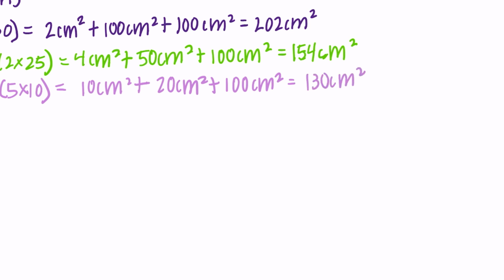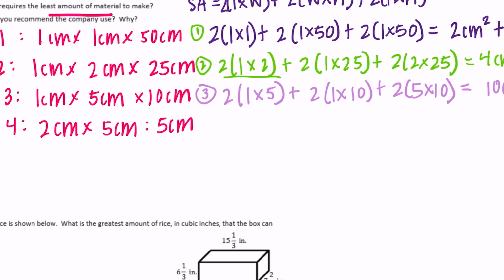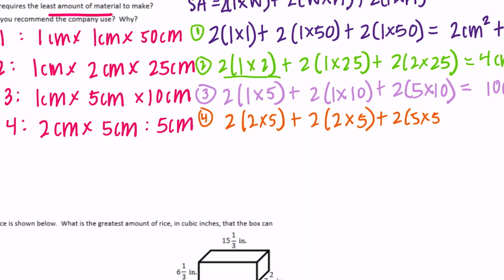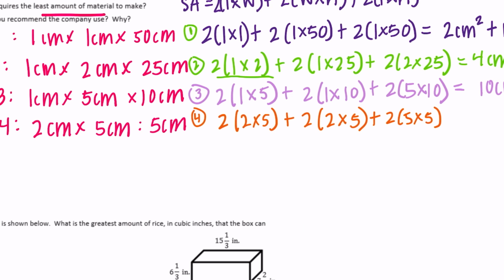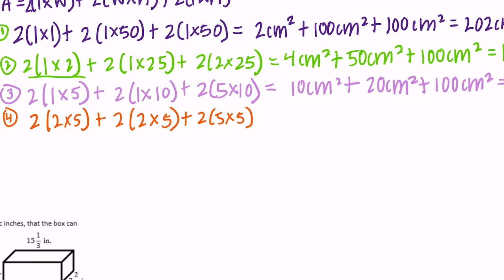And then the last one, choice 4. We have 2 groups of 2 by 5 plus 2 groups of another 2 by 5 plus 2 groups of 5 times 5. So basically just go through and match them. I match that one to there, and then I match that one to there, and then these 2 are the only ones that haven't been matched. So I just pair them up, make sure everyone is paired up, basically. So we get all the sides.